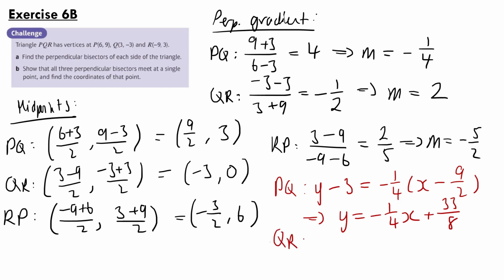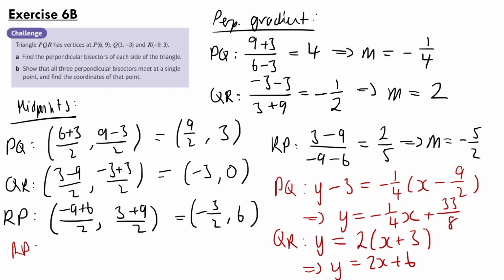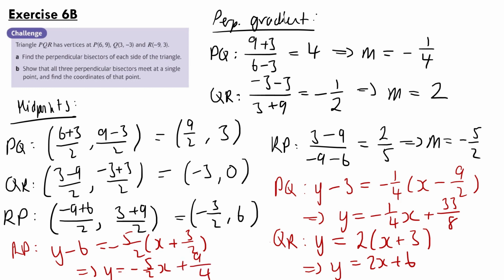Now for QR, we have y minus y1, which is 0, is equal to the gradient 2 times x minus x1. So we have y equals 2x plus 6. And finally, for RP, we have y minus y1 is equal to the gradient minus 5/2 times x minus x1. And so we get y equals minus 5/2 x, and we have minus 15 quarters plus 6, so we have 9 quarters. And these three equations are our perpendicular bisectors.